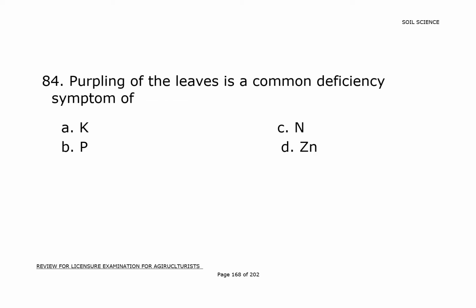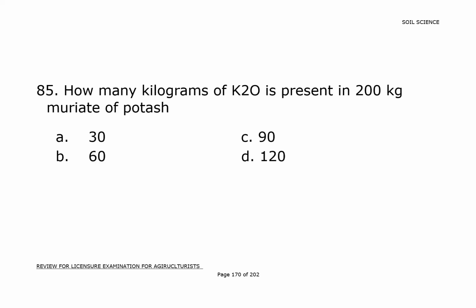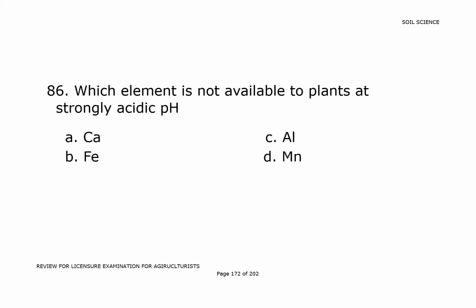Number 84. Purpling of the leaves is a common deficiency symptom of A. K, B. P, C. N, or D. Zn. The answer is P. Number 85. How many kilograms of K2O is present in 200 kilograms muriate of potash? A. 30, B. 60, C. 90, D. 120. The answer is 120.